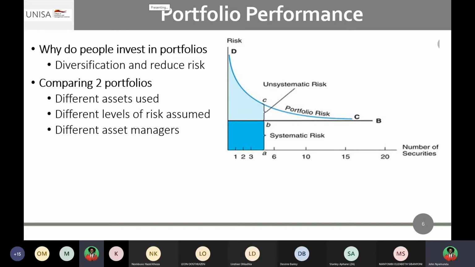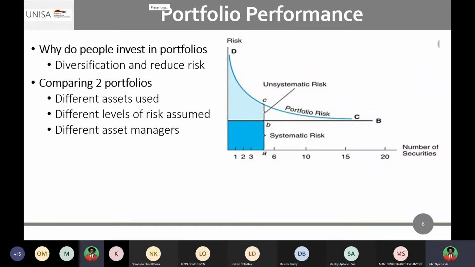So people invest in portfolios to diversify or to reduce the risk they face. Because when you are invested in a single asset, you are facing too much unsystematic risk. Or we can say you are facing too much company-specific risk. So when you are invested in a portfolio, not all portfolios are the same.